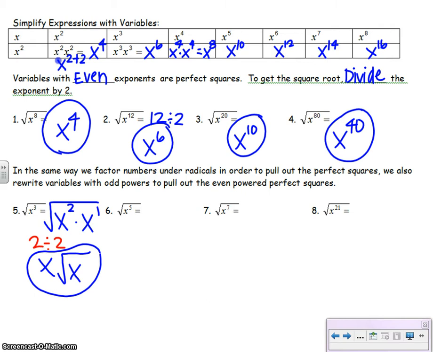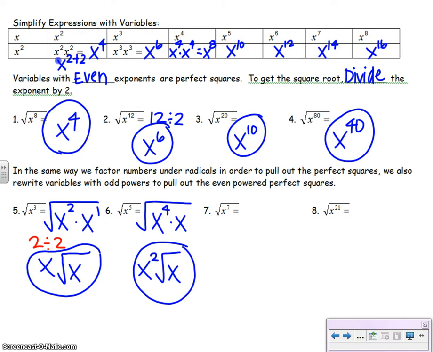Let's try that again with the square root of x to the fifth. We'll break that down to x to the fourth times x to the first, and then we'll separate that. 4 divided by 2 will give us x to the second root x, and that's our answer. Again, x to the seventh, we'll break that down to x to the sixth times x, and the square root of x to the sixth is x to the third root x.